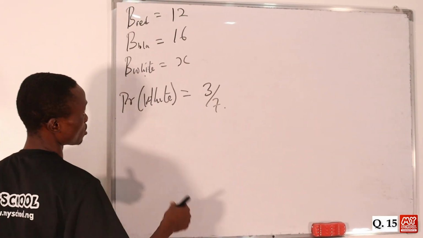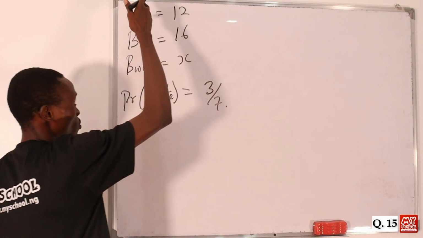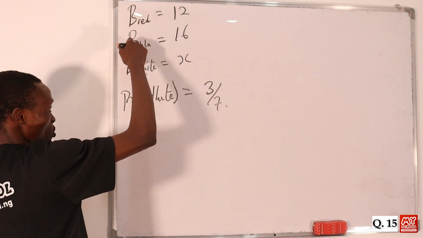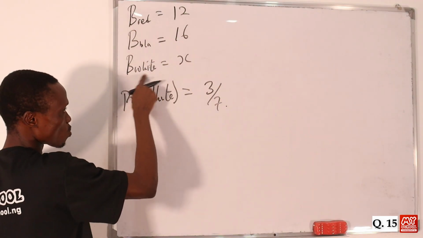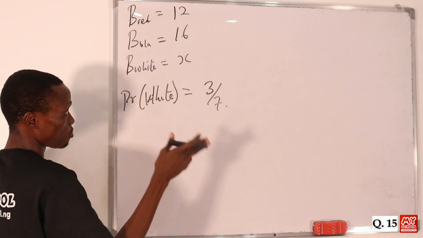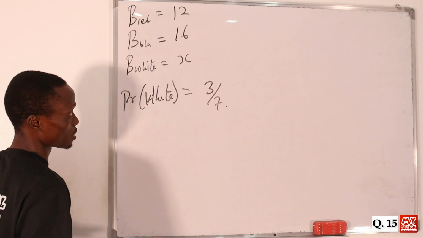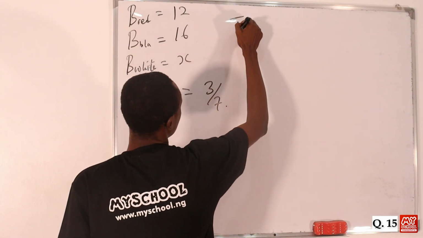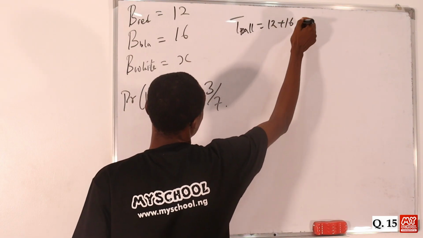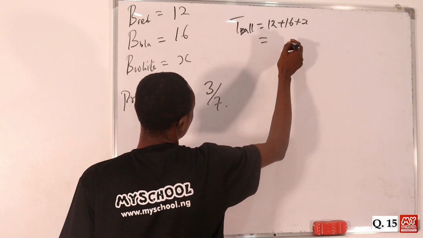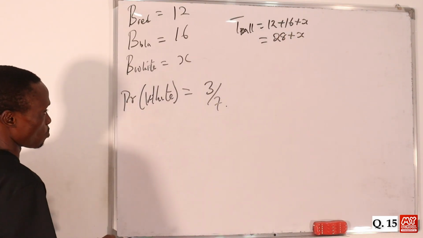Okay, so first thing first is for us to get the total number of balls, right? So in this case, it will be the number of red balls plus the number of white balls plus the number of black balls, okay? But remember that in this question, we are not told the number of white balls, which is actually what we are looking for. So in this case, we just say let it be x, okay? So total balls, in this case, will be equals to 12 plus 16 plus x. So that we'll be having 28 plus x as the total number of balls, right?